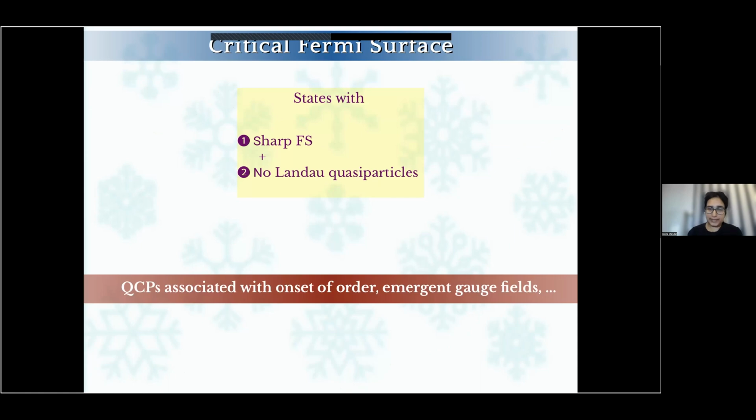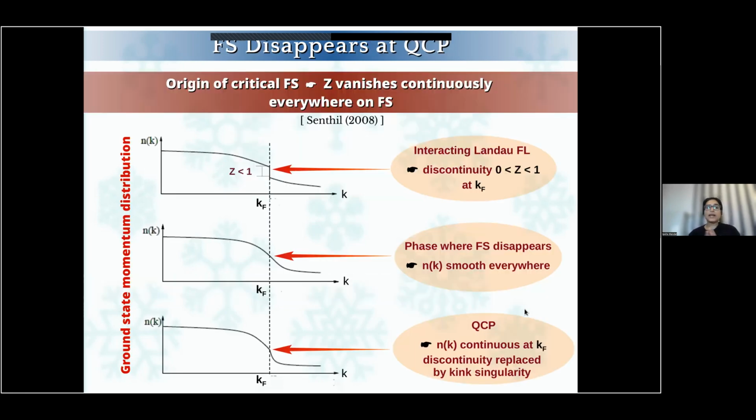Basically, in these systems, we will be dealing with critical Fermi surfaces. By this phrase, I mean that we are dealing with states which have a sharp, well-defined Fermi surface, but somehow the Landau quasiparticles get destroyed. This can be various quantum critical points associated with the onset of various kinds of order, emergent gauge fields, etc., which I already told you about. Now, how can it happen that we have a sharp Fermi surface but no quasiparticles? So let us look at a possible origin of the critical Fermi surface.